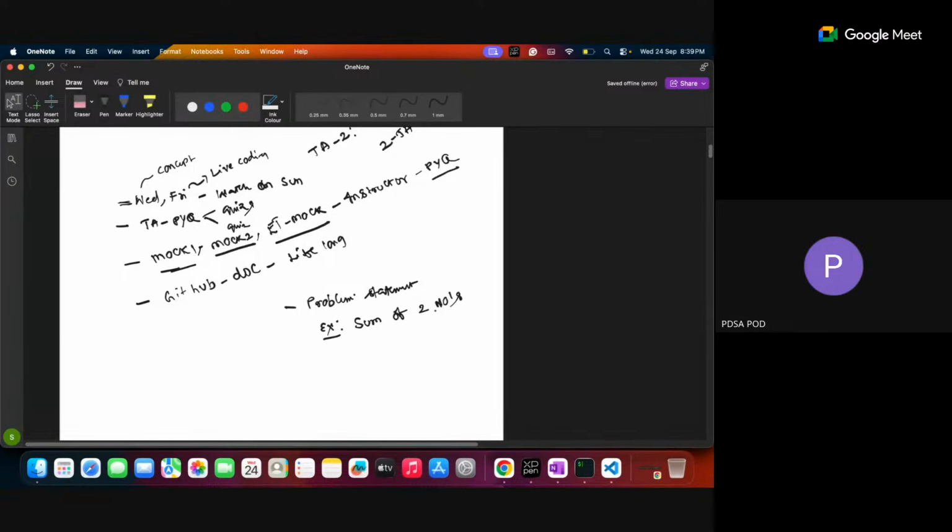But some people will analyze this problem statement. You said sum of two numbers. Is it real numbers or integer numbers? That's the first question we'll ask. And they said it is real numbers. Okay, fine, that's good. You want me to write it as a function or as a simple program? This is the second question we'll ask to understand the problem.